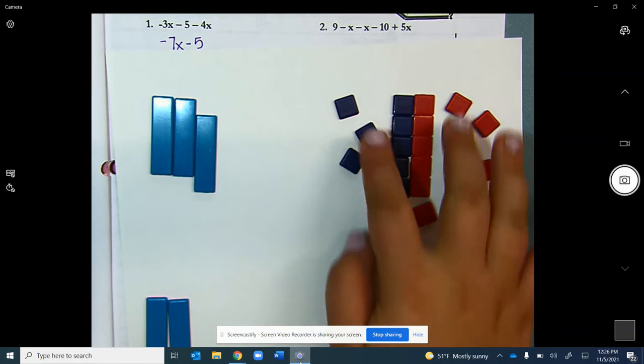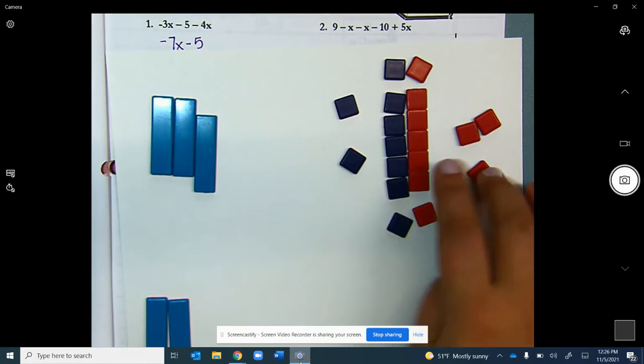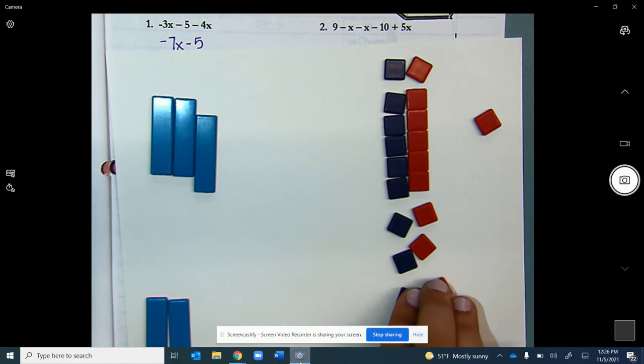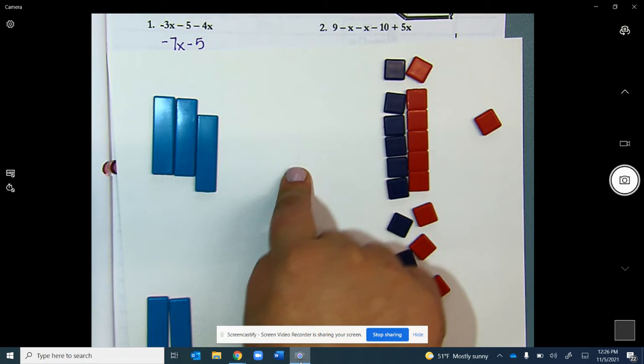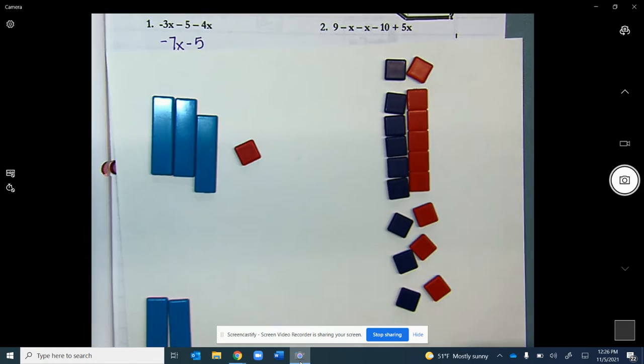Then there's 6, 7, 8, and 9. And I have no more positive tiles, so I can't do anything with this one. I cannot make a zero pair.